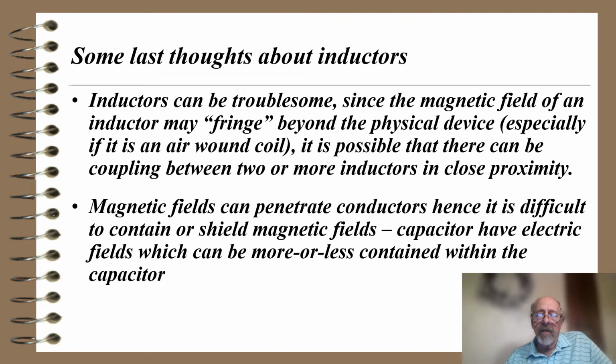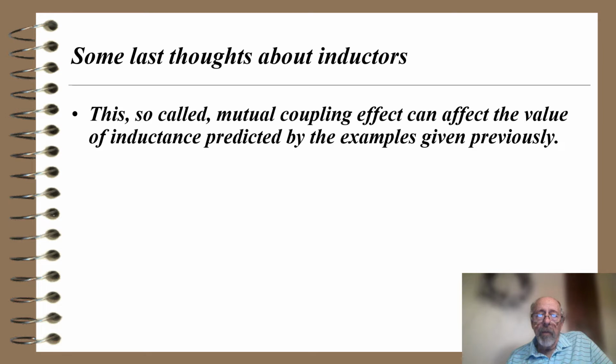Magnetic fields can penetrate conductors, hence it is difficult to contain or shield magnetic fields. You can redirect a magnetic field, but it's very difficult to shield it. Capacitors, on the other hand, have electric fields which can be more or less contained within the capacitor. So this so-called mutual coupling effect can affect the values of inductance predicted by the examples given previously.